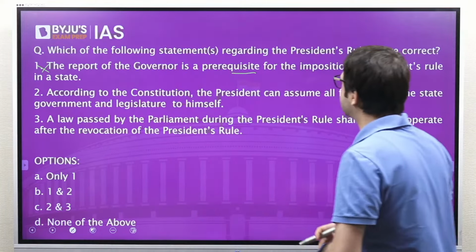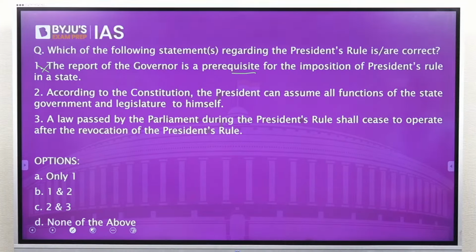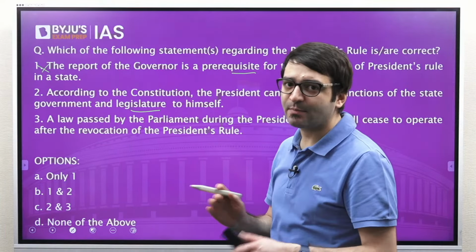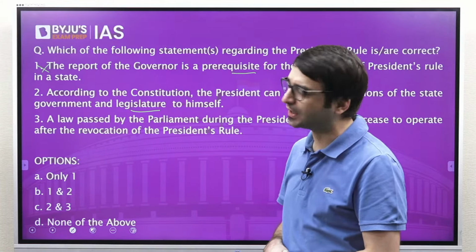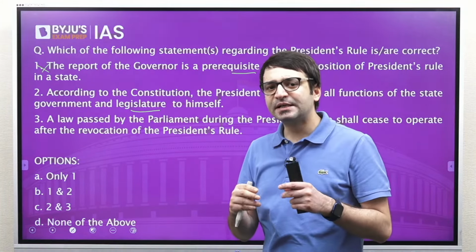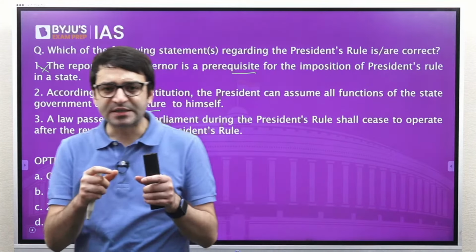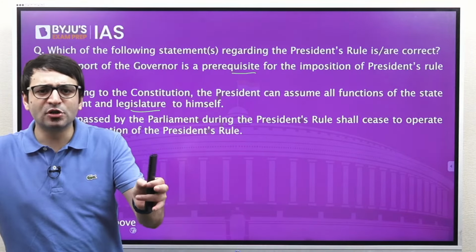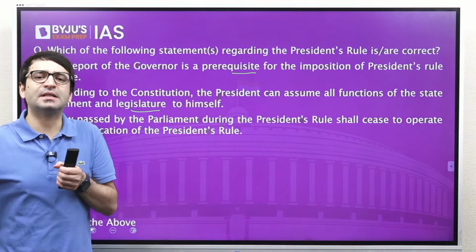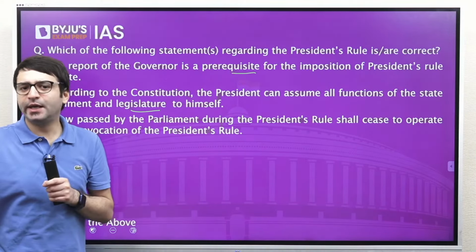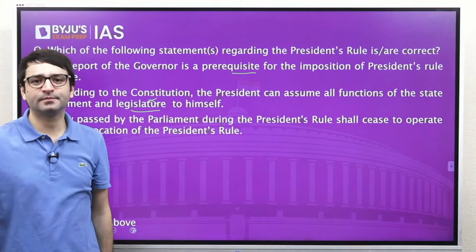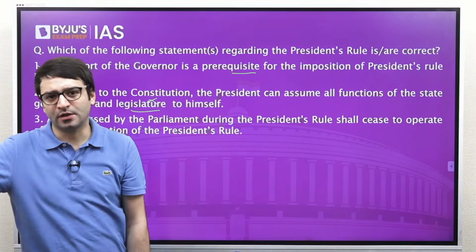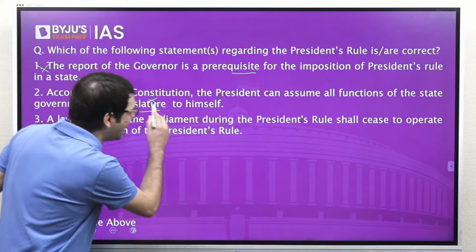According to the Constitution, the President can assume all functions of the state government and legislature to himself. This is where some of you may find this statement confusing. There is something called the President's Proclamation. When the President imposes President's rule, he proclaims that all the powers of the state government will be assumed by the President, except he cannot assume the powers of the legislature. He cannot assume the powers of the High Court.